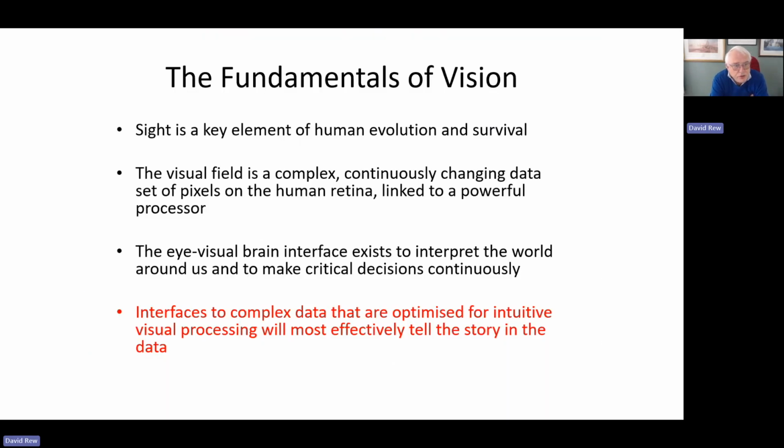Fundamentals of vision. Well, sight is of course a key element of human evolution and survival. The visual field is complex, as we know. It processes huge amounts of data which change continuously, and it exists to interpret the world around us. So I'm really restating what I said on the other slide. But at present, interfaces to complex data are not really optimized for intuitive visual processing, and they often don't effectively tell the story in the data as well as they could do.